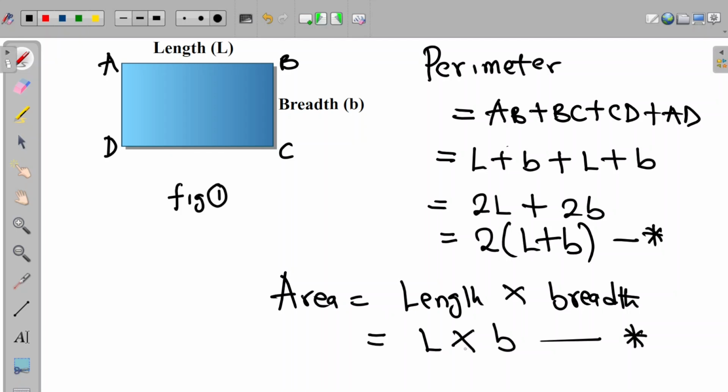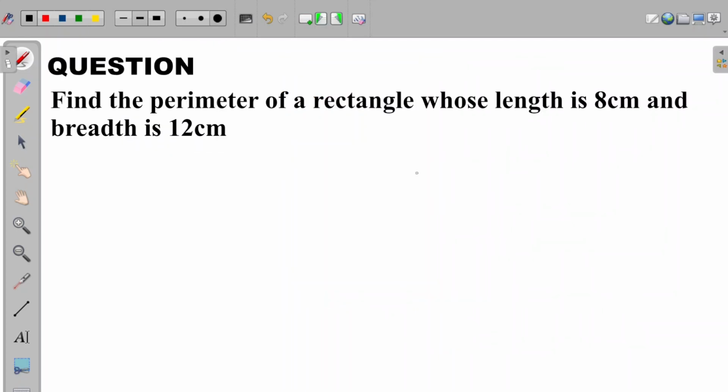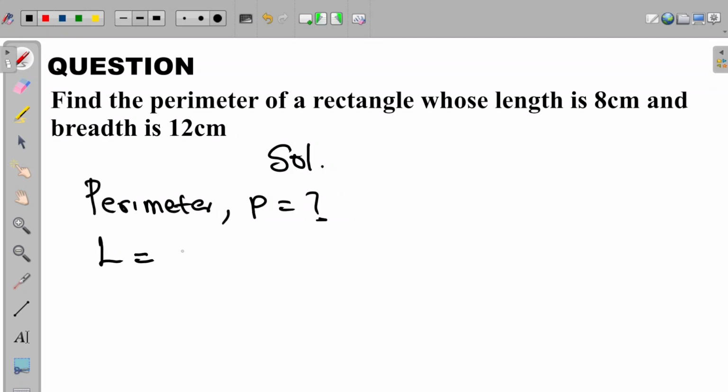Let's solve questions to strengthen our understanding. So the first question says, find the perimeter of a rectangle whose length is 8 cm and breadth is 12 cm. So we are asked to find the perimeter of a rectangle P, which we don't know, and we are given that the length is equal to 8 cm and the breadth is equal to 12 cm.